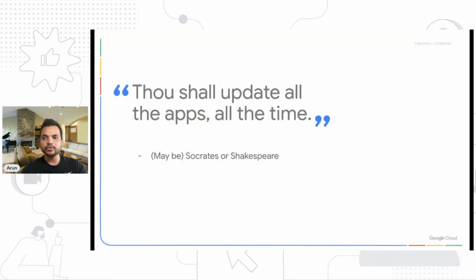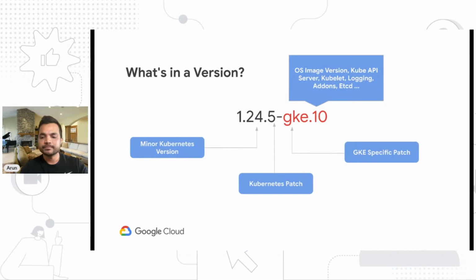What's in a release and how do we roll out? So, as someone said, maybe one of these guys said, "Thou shall update all the apps all the time." I think my bet is on Socrates, but yeah. If there is an app, we have to keep updating it every now and then, because sometimes technologies get obsolete, or as I mentioned, APIs sometimes get obsolete. And Kubernetes, if you think about it, is also an app. It's a container orchestration service, but it's also an app, right? So we have to keep updating Kubernetes.